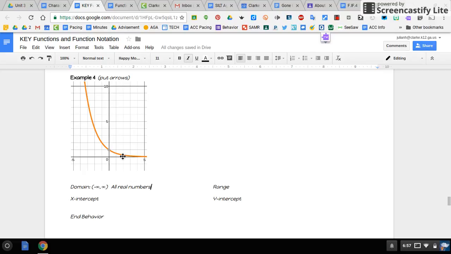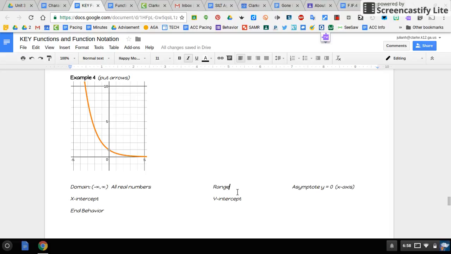That simply means that the graph continues to go to the left forever and to the right forever, even if we can't see it. The range, now this one gets a little tricky. So if you remember, an exponential approaches an imaginary line. So it's approaching the x-axis, but remember it's never going to hit it. So actually, let's go ahead and add that we have an asymptote of y equals 0. That simply means that the x-axis is the line that the graph approaches but never hits.